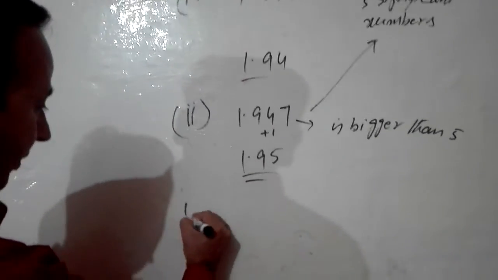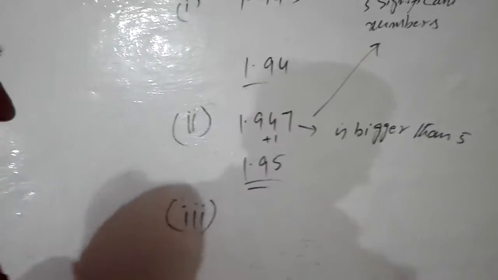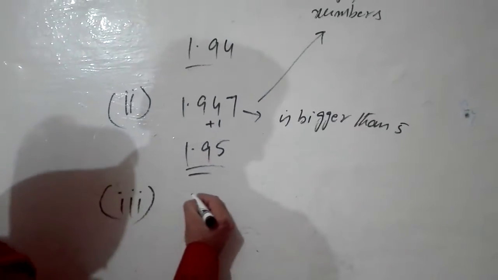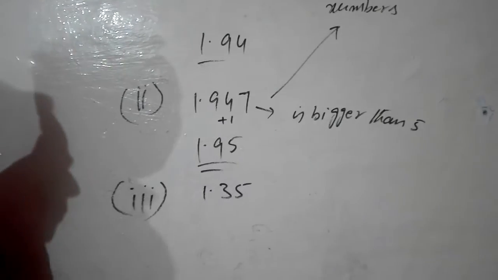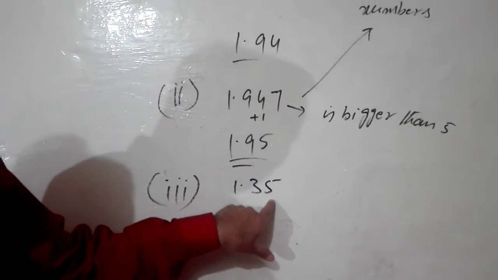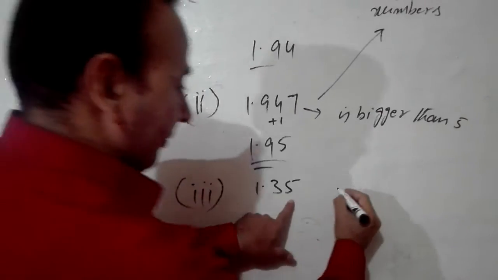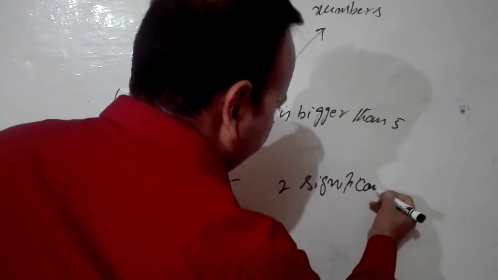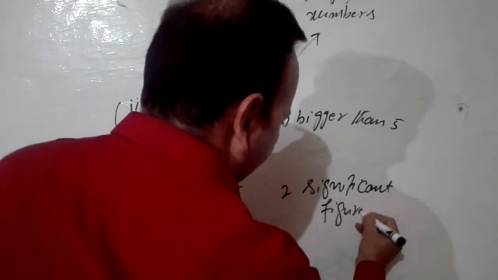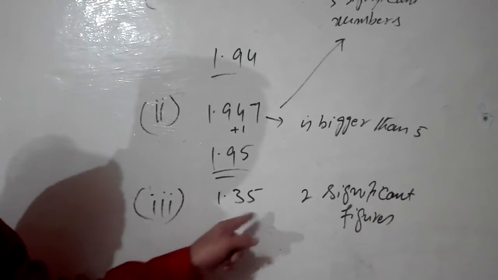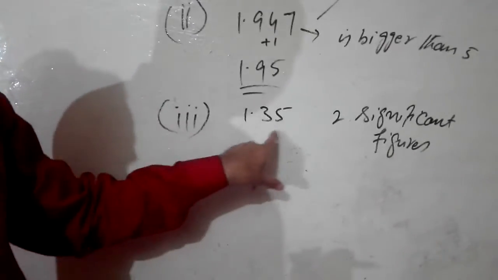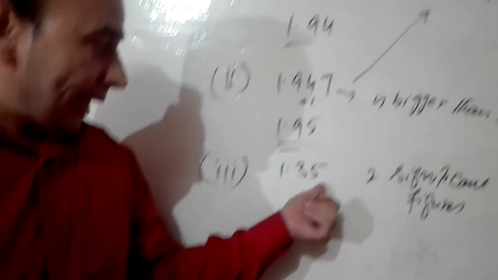Okay, now the third rule. Sometimes it happens that the digit is equal to 5 and no number is ahead. For example, the number is 1.35. Now what will we do? Now you have been asked to round this number into two significant figures. Clearly these are three significant figures. So if we have to round into two significant figures, then we look at the last digit.